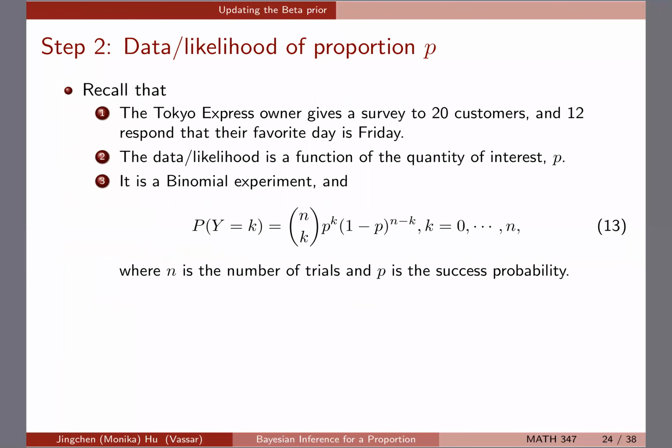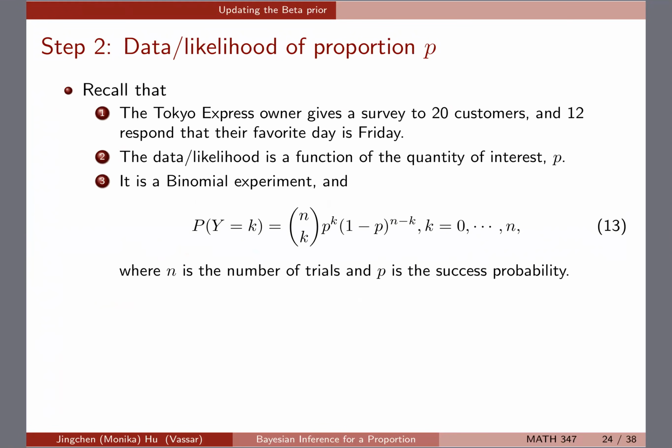So earlier I was talking about what a beta distribution is and how to specify a beta distribution to represent your prior belief if you're going to use that as your prior distribution. That's step one. Remember, we have 3 steps for Bayesian inference. So now go to step 2.